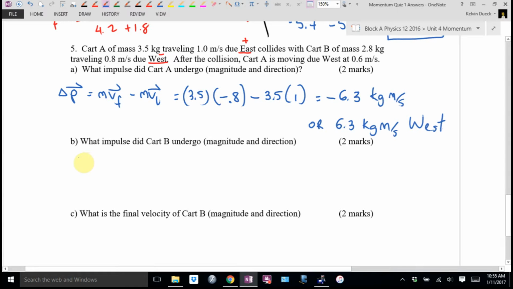Well, you could just say to yourself, it'll be the same magnitude, because whatever momentum car A lost, car B gained. What direction would I say there, though? East. That's what I meant by that question was so easy that it's tough.